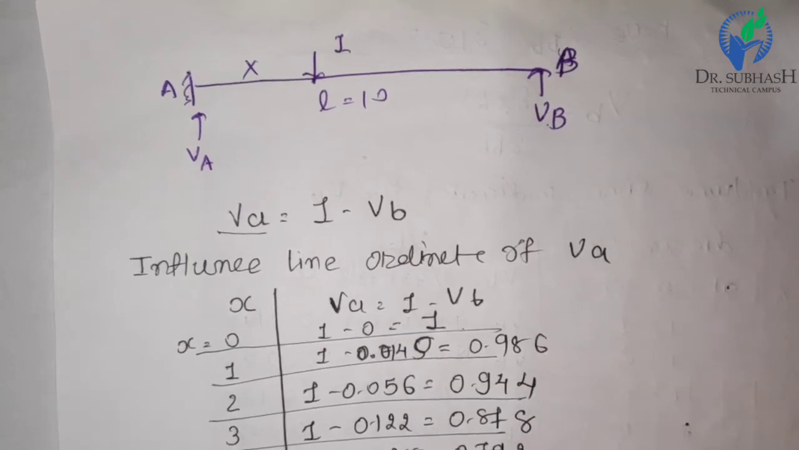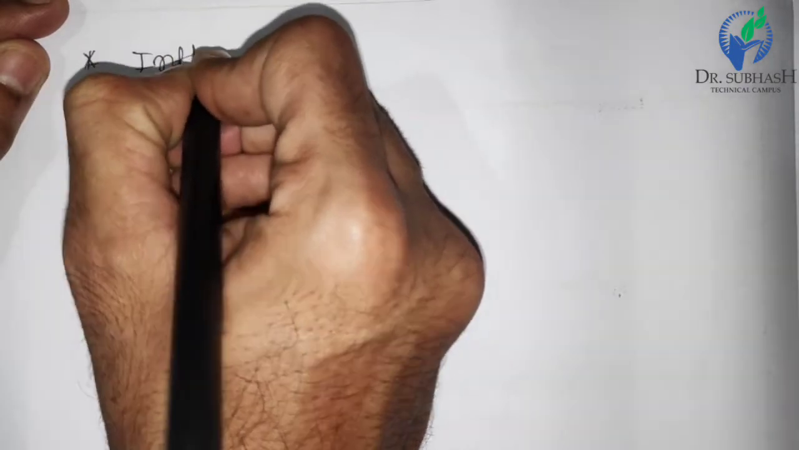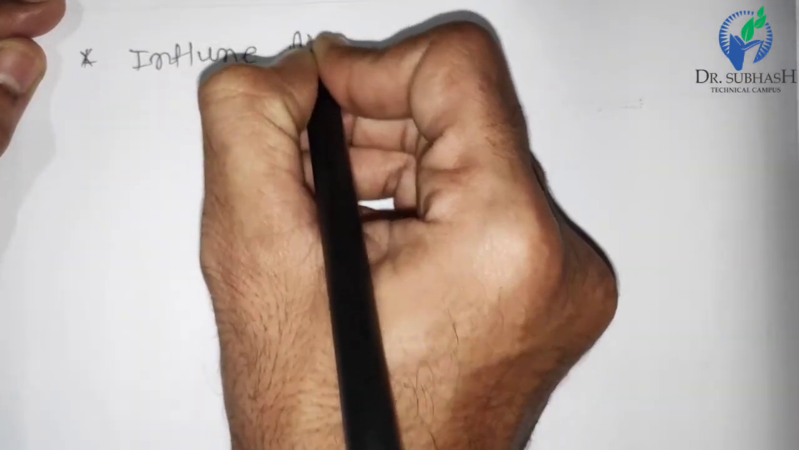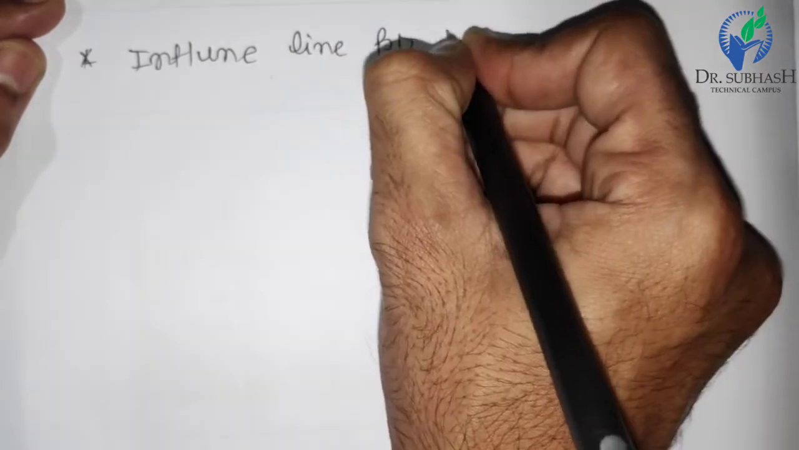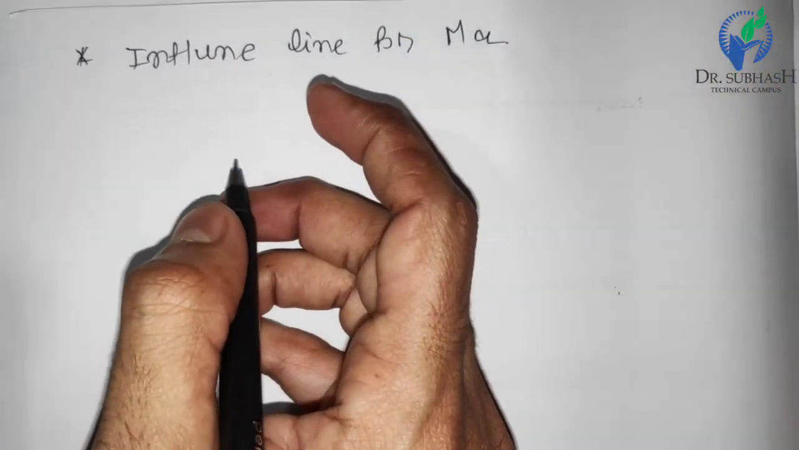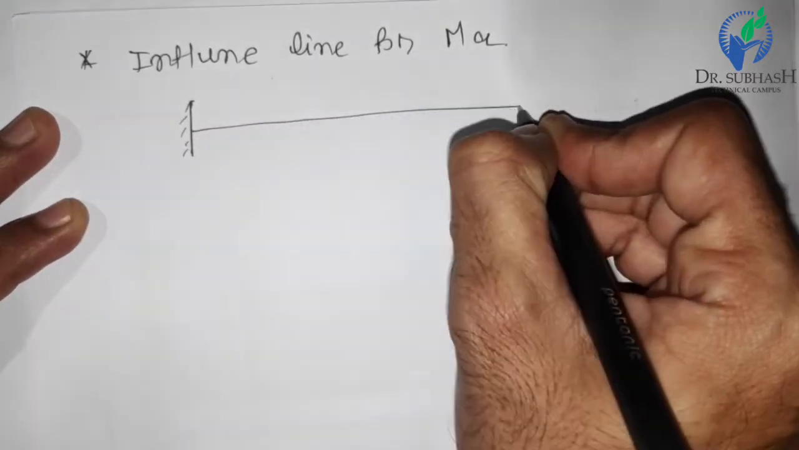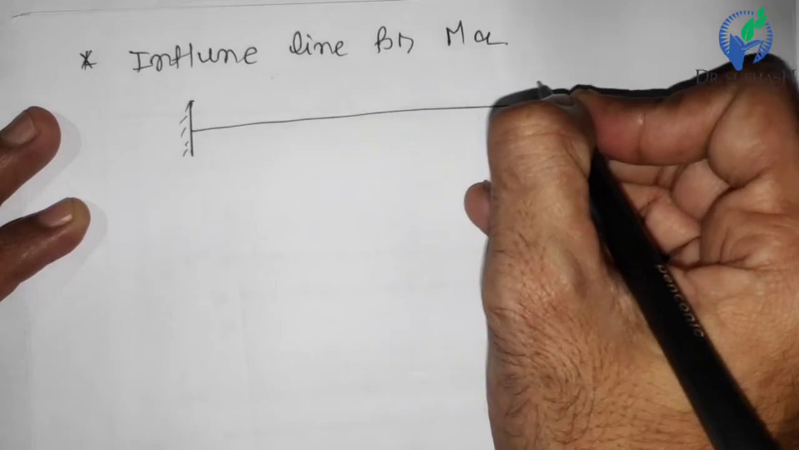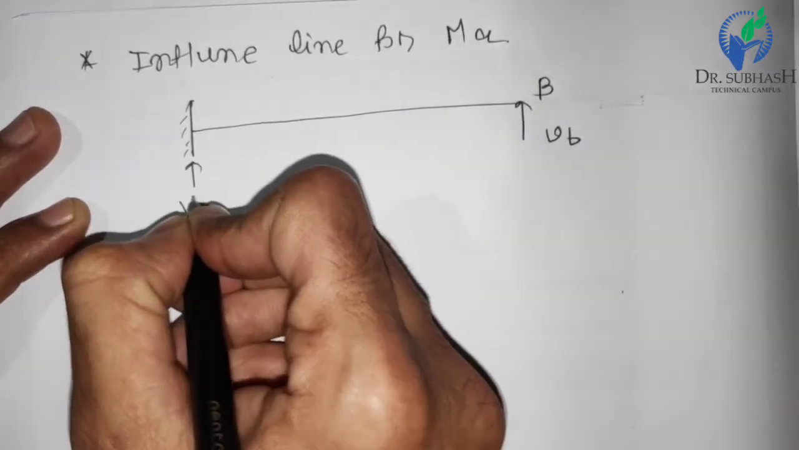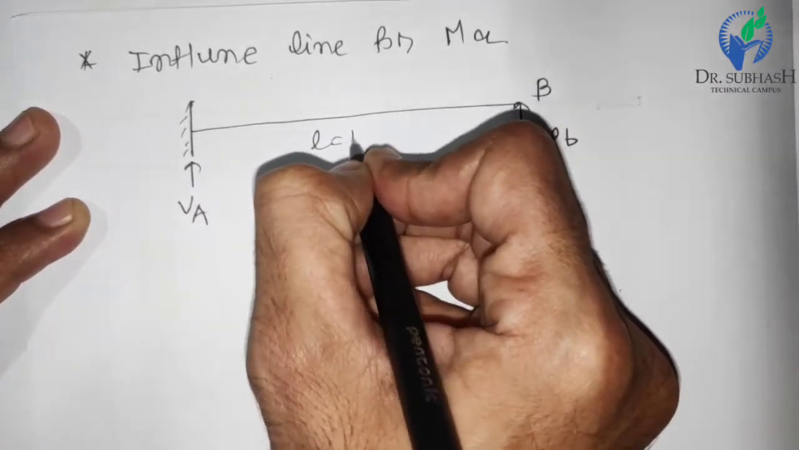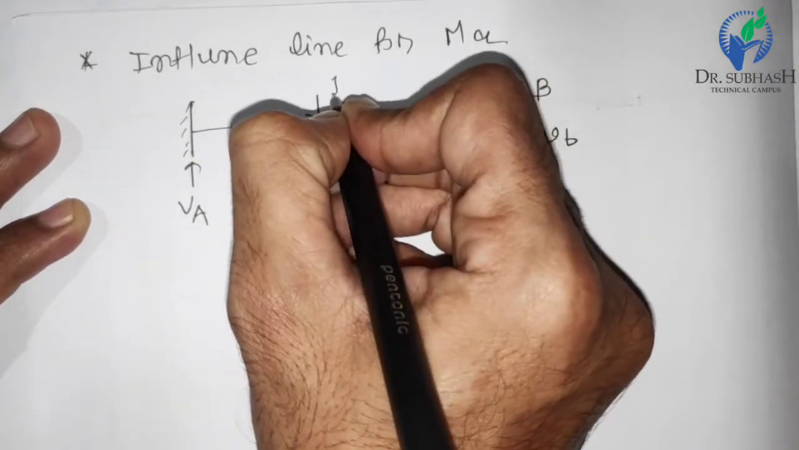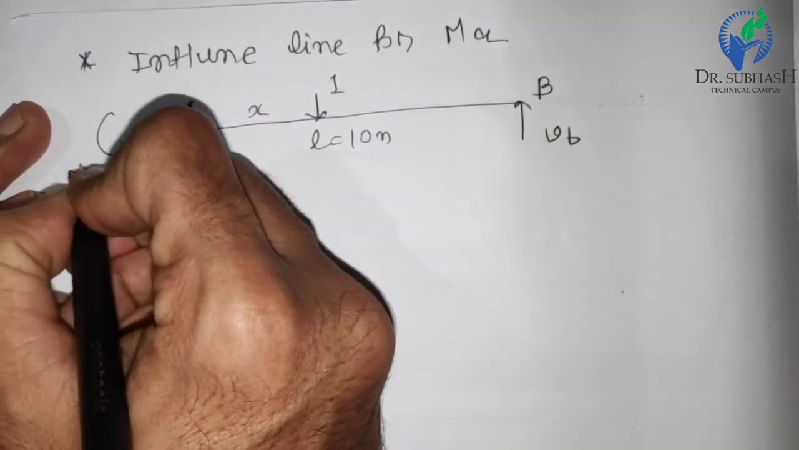Now our next step is to find the influence line for MA. So we again draw a figure so you can visualize how we calculate the MA. This is VB, already we found. VA, already we found. L, total span is 10 meter. Here the unit load is given at x. Now we find the MA.